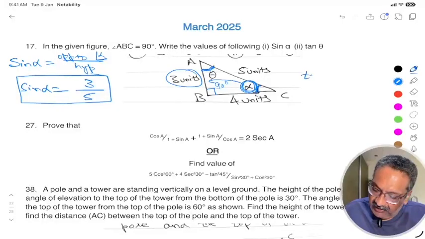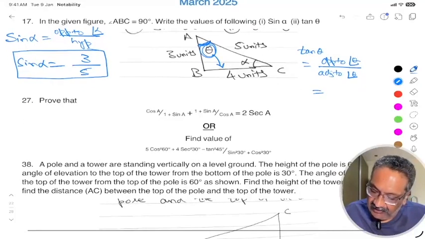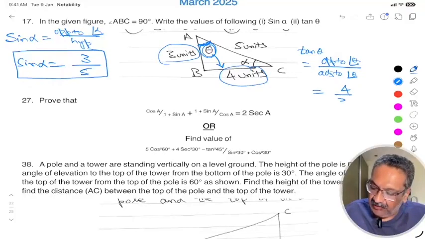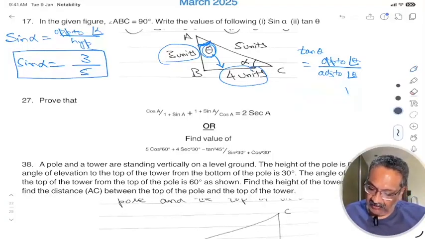Similarly, they have asked for tan theta. Tan theta is opposite to angle theta and adjacent to angle theta. So what is opposite to angle theta? 4 units, right? And what is adjacent is 3 units. So tan theta will be 4 by 3. Alright. So let's now come to the next question.